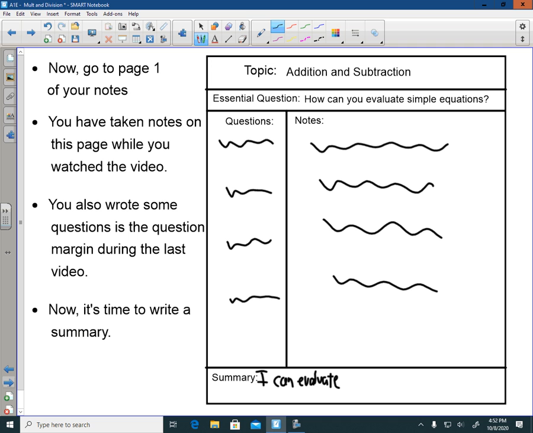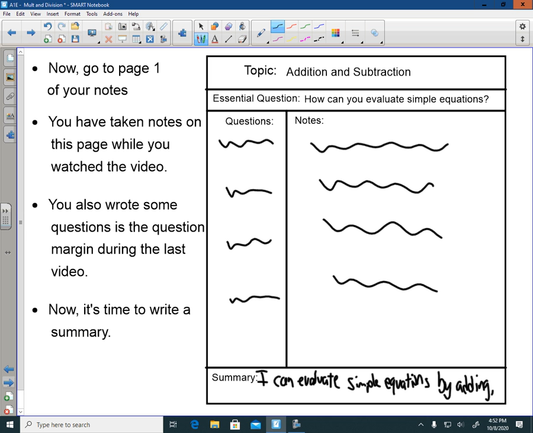simple equations by adding, and then I would write more, but I don't have room and it'll take forever, but that's a good start, and you can start with that one too if you want. Really, that summary is the answer to the essential question.